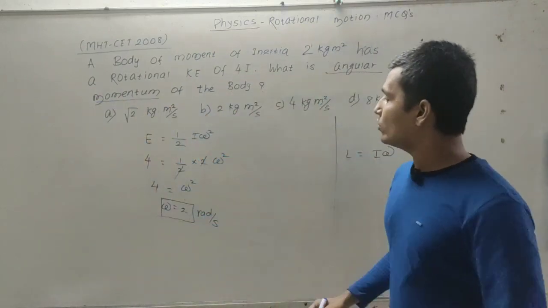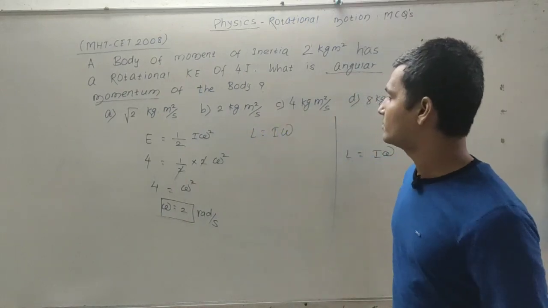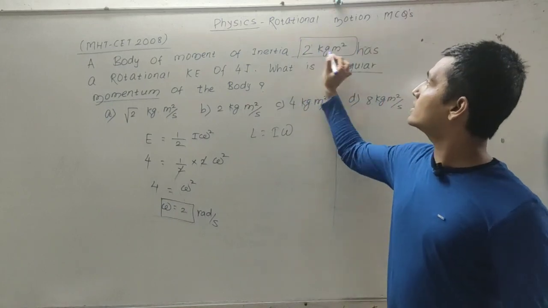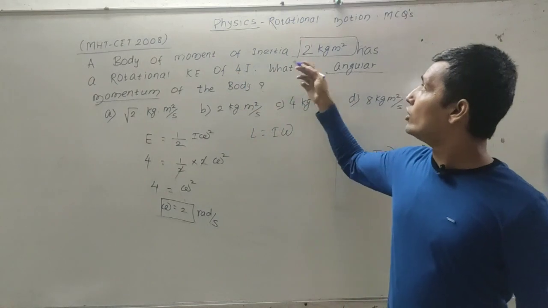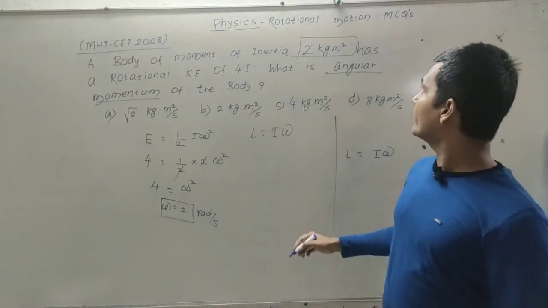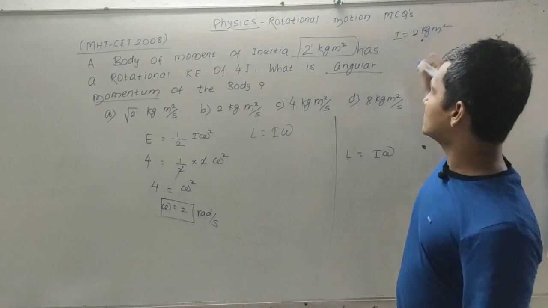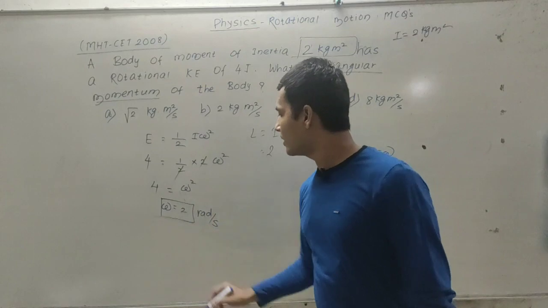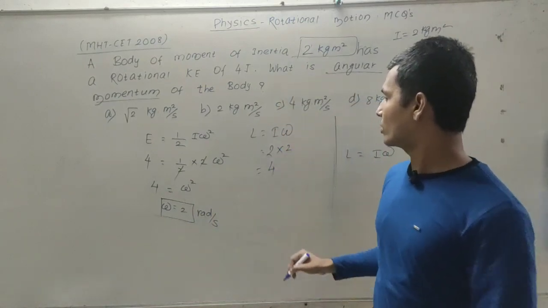So we know that angular momentum L is equal to I omega. The value of I, which is the moment of inertia in this problem, is 2 kg meter square. A body of moment of inertia 2 kg meter square; the moment of inertia is denoted by I and its value is 2 kg meter square. So I am putting this value here, 2, and the value of omega is also 2. So our answer will be 4.